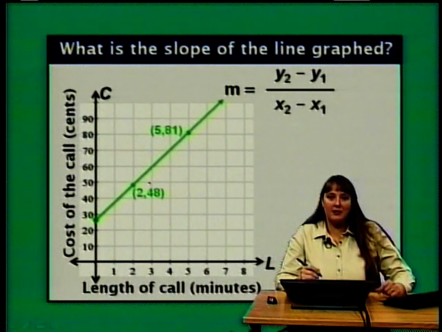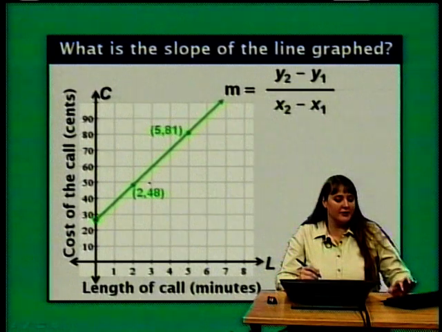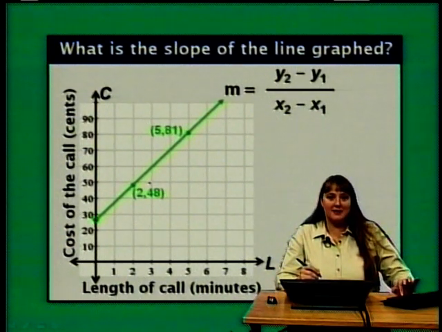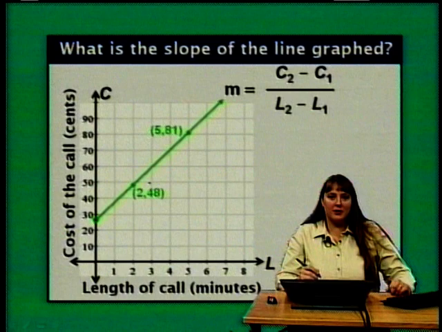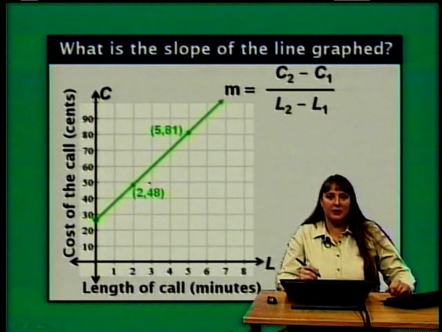On my graph, my dependent variable on the vertical axis is c. So those y's need to be changed to c's. My independent variable on the horizontal axis is L. So the x's need to be changed to L's. So let's change the y's to c's and the x's to L's. Then my formula becomes the slope m equals c sub 2 minus c sub 1 over the quantity L sub 2 minus L sub 1.